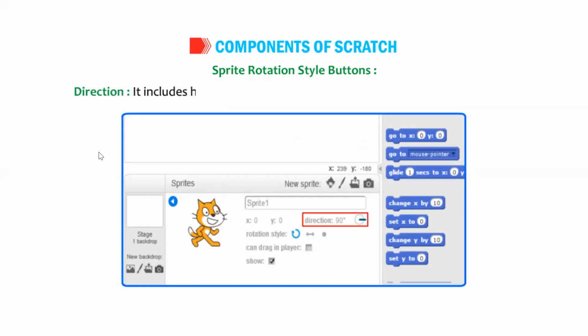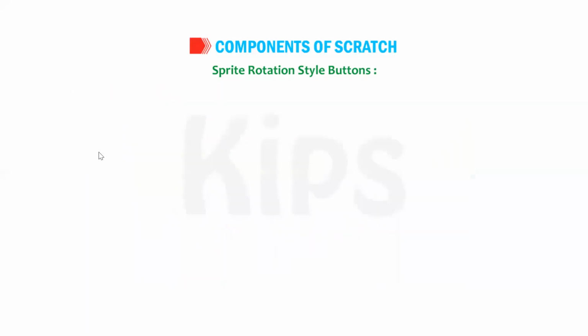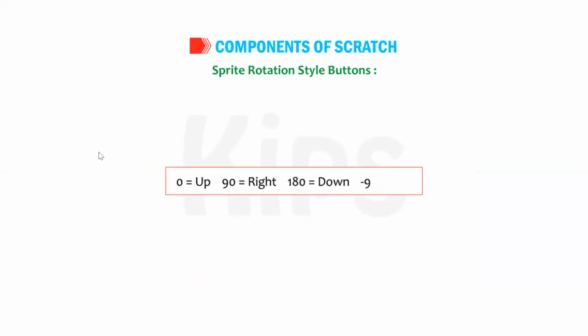Direction. It includes how the sprite will turn when it executes a move instruction. 0, up; 90, right; 180, down; -90, left.